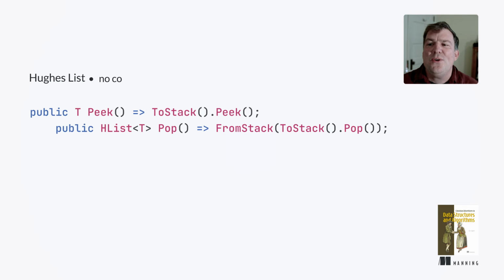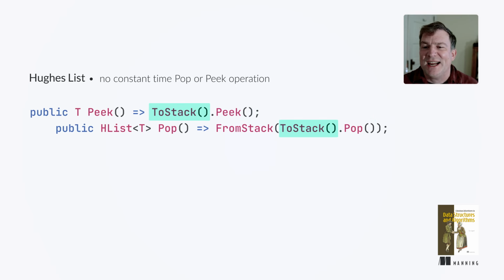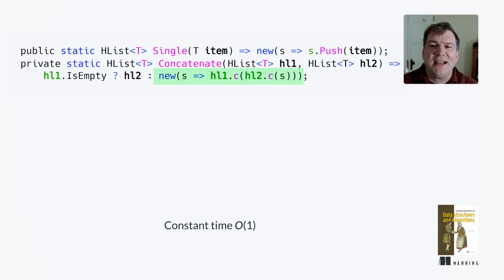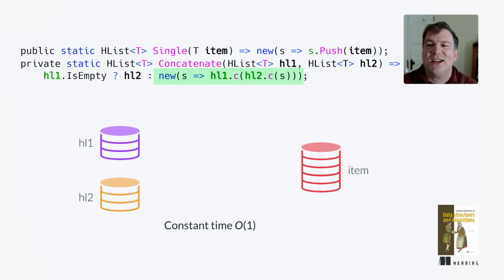Hughes lists have no constant time pop or peek operation. The best we can do to pop or peek is convert back to a regular stack. That executes all of the deferred operations in the functions, and those can be linear in time. We get constant time concatenation by deferring the cost until toStack is called. But what explains the miracle of a data structure that appears to contain no data?